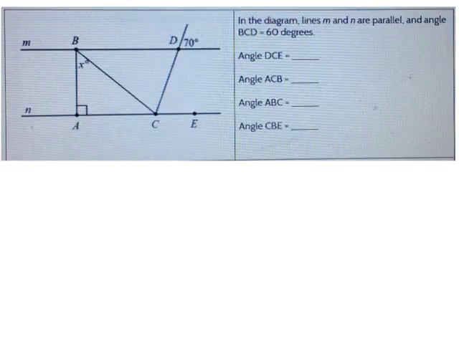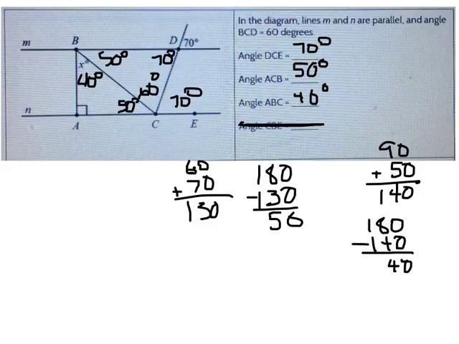Try another. What are the missing angles in this diagram? Angle DCE is 70 degrees because it corresponds to the 70 degree angle at the top. Angle ACB is 50 degrees because it's on a straight line with 70 degrees and 60 degrees. 60 plus 70 is 130. 180 minus 130 is 50.